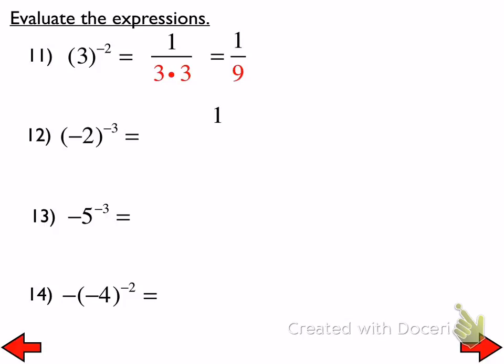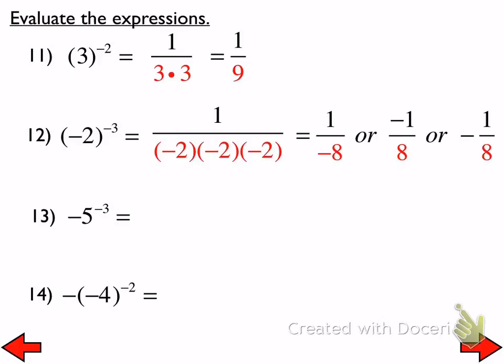Number 12, because there's a negative exponent, I have to find the reciprocal. So it's 1/2 times -2 times -2. And that's negative 1/8. Now there's several ways that you can write negative 1/8, and I've given you options up on the screen. You can put 1/8, or -1/8, or a negative out in front. They all mean the same thing, and it does not matter how you write it.